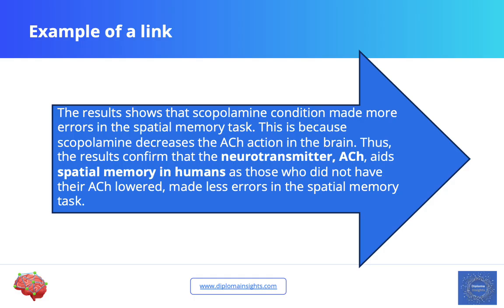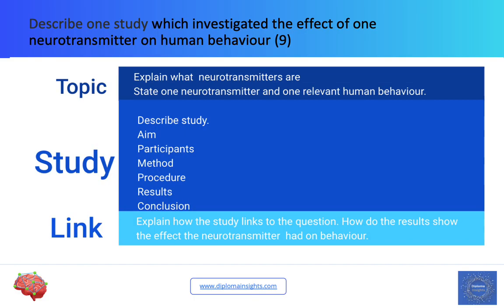So even though it might be very obvious, we need to show that we have chosen this particular study for a reason, and we need to show the examiner how the study links to the question. For the question asking us to describe one study which investigated the effect of one neurotransmitter on behaviour, we can see that the focus is different here. The focus is on the study itself.